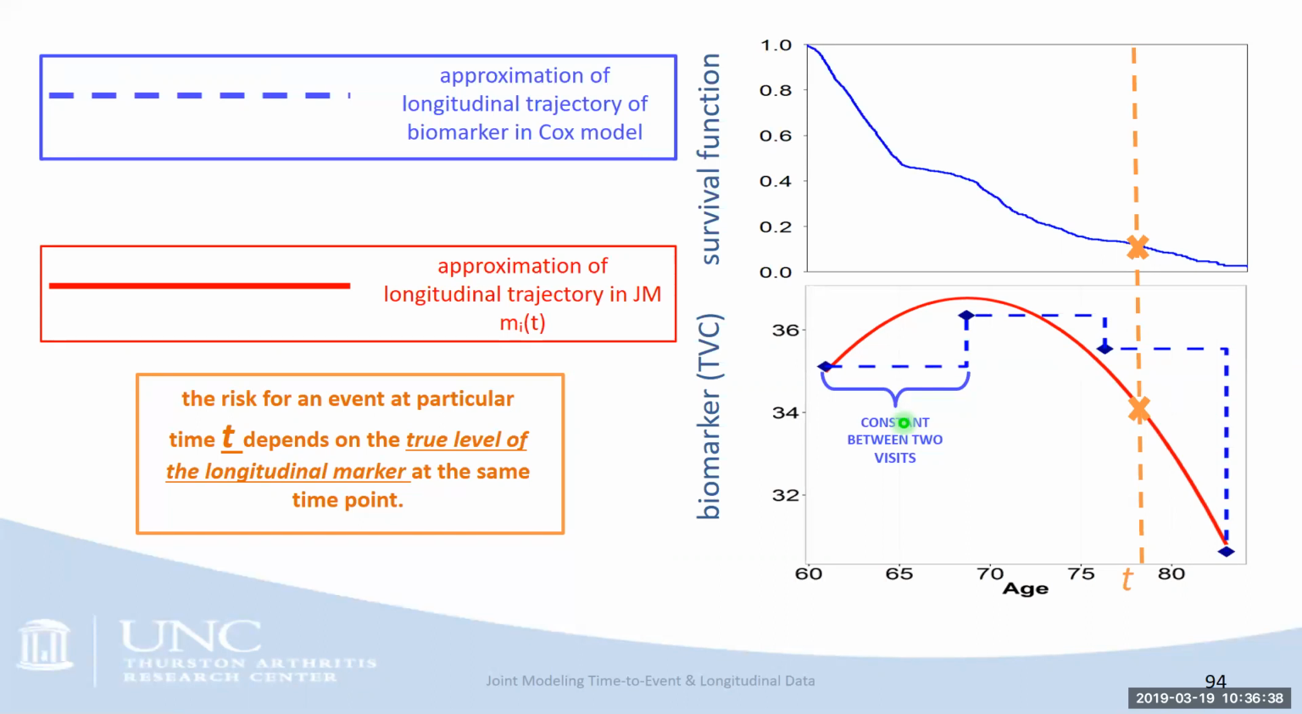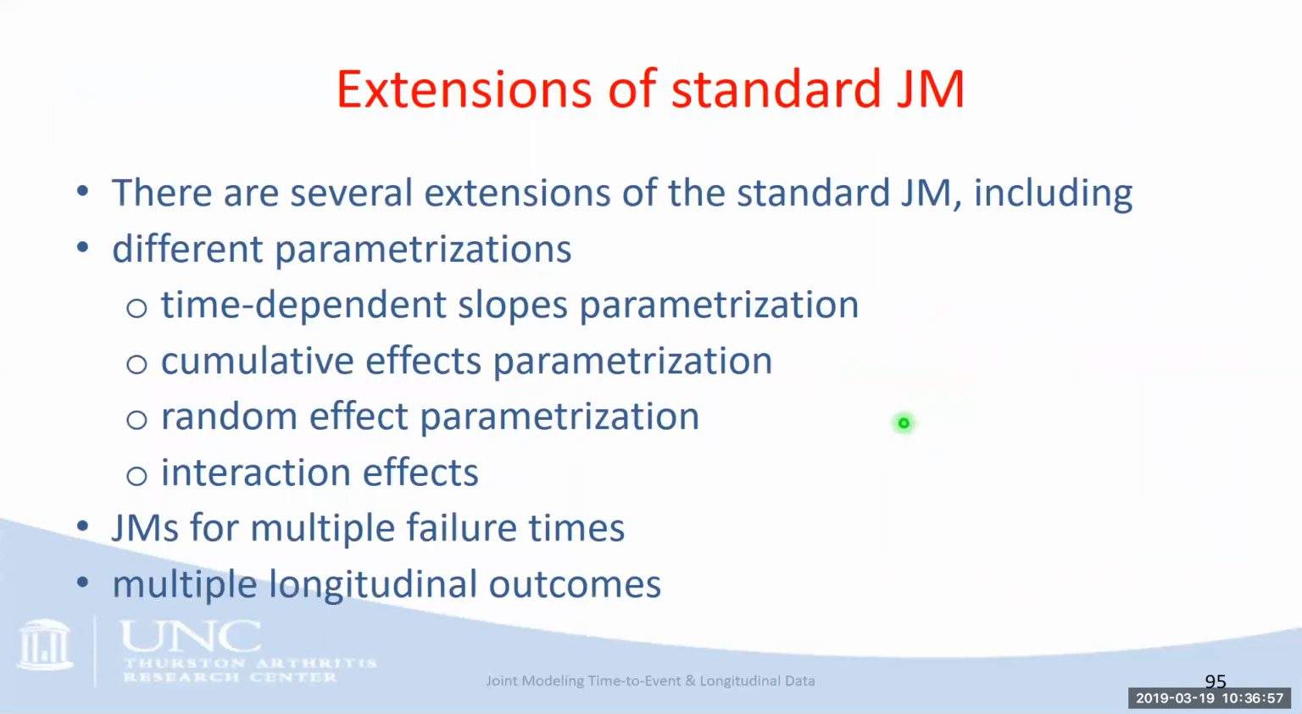And now we have introduced you to the joint model framework. Here the risk for an event at a particular time t depends on the true level of the longitudinal marker at the same time point. This model is sometimes called the standard or basic joint model. And now I will talk about the extension of standard joint model and will explain briefly how different extensions of this joint model can help researchers in answering different research questions.